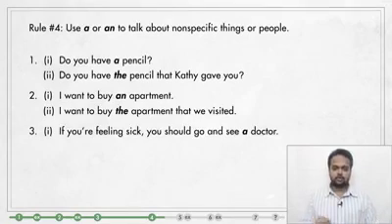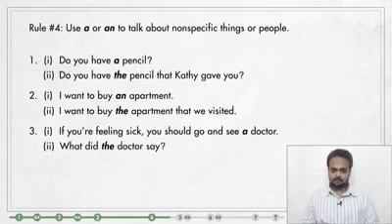If you're feeling sick, you should go and see a doctor. Maybe you're saying this to give advice to a friend who isn't feeling very well. Here, we don't mean go and see a specific doctor. We mean any doctor. But let's say your friend takes your advice and goes to a doctor. When you see your friend again, you might ask, what did the doctor say? Why are we saying the doctor? Because we mean that specific doctor who the friend visited. So notice again that we use a or an when we're talking about a person or thing in general and not a specific person or thing. For that, we use the.